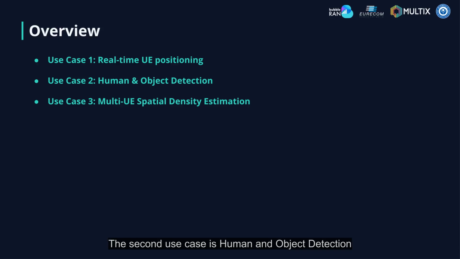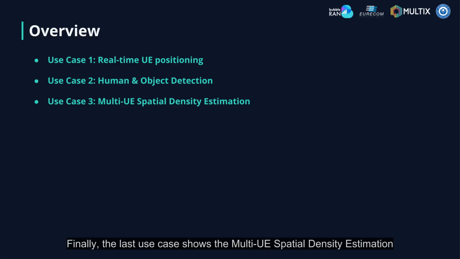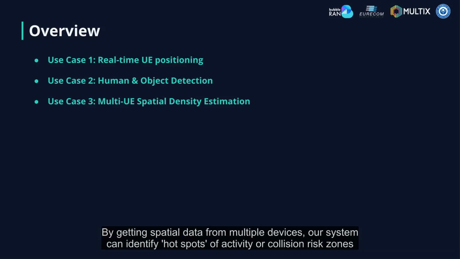The second use case is human and object detection. By monitoring the power between RU and UE in real time, we can detect human movement and presence. Finally, the last use case shows the multi-UE spatial density estimation. By getting spatial data from multiple devices, our system can identify hot spots of activity or collision risk zones.